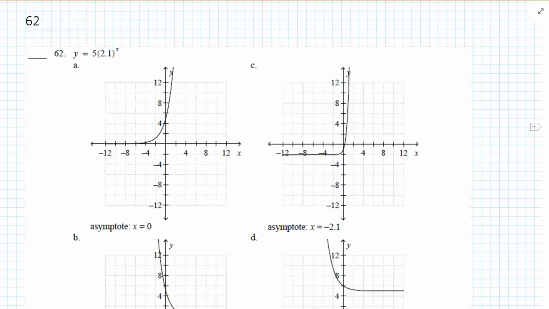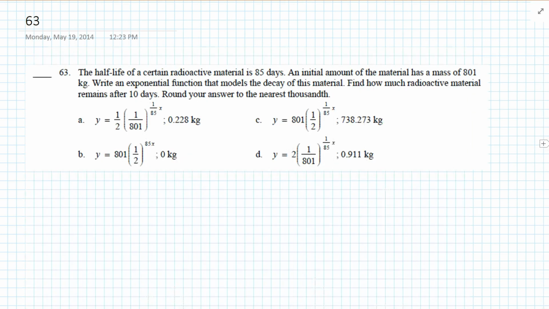62. Y equals 5 times 2.1 to the x power. So we know it's exponential growth. It's going to cross the y-axis at 5. Exponential growth crossing the axis at 5. The answer is A.